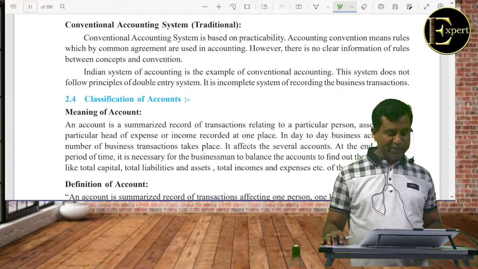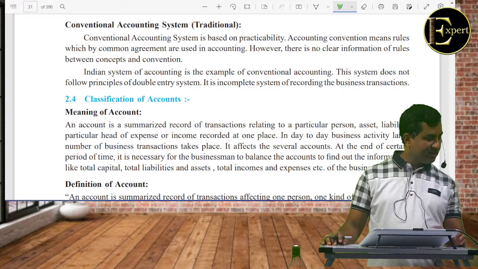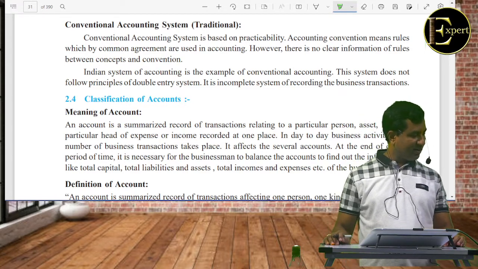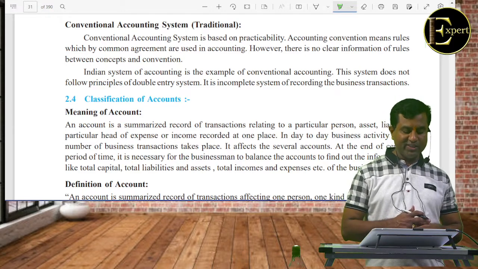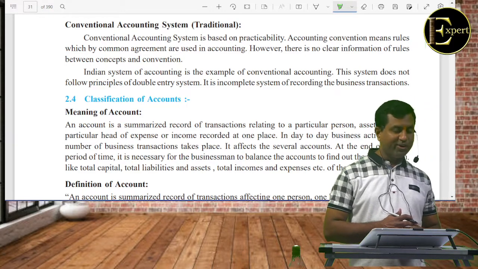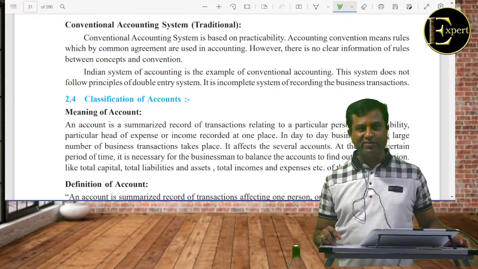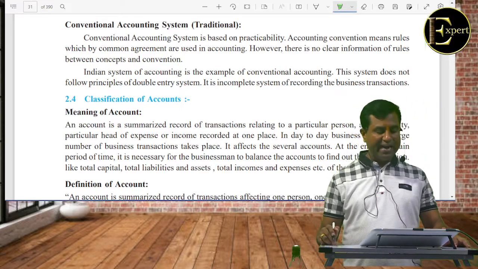Of account, which is the pending part here. You can see that there are a number of lectures recorded. Types of account is pending. So let's see what is an account. An account is also called a ledger account. You can see on the screen here. An account is the summarized record of all transactions related to a person, different assets, different liabilities, expenses, and losses.